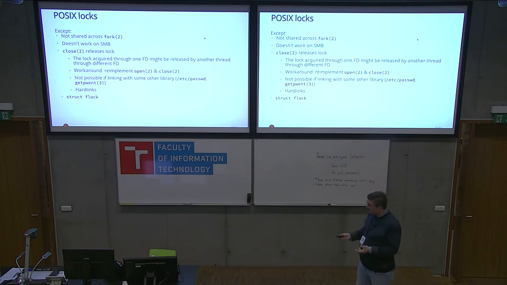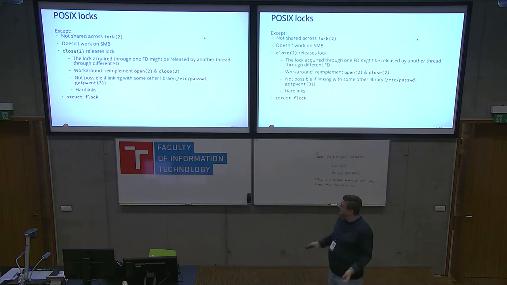So if you have a really simple, single-threaded application, POSIX locks work. They will mutually exclude with other processes, but not with the threads in the same process. And oh, one thing that triggers my OCD: why is the structure called flock, which collides with the BSD one? I don't know, but okay.